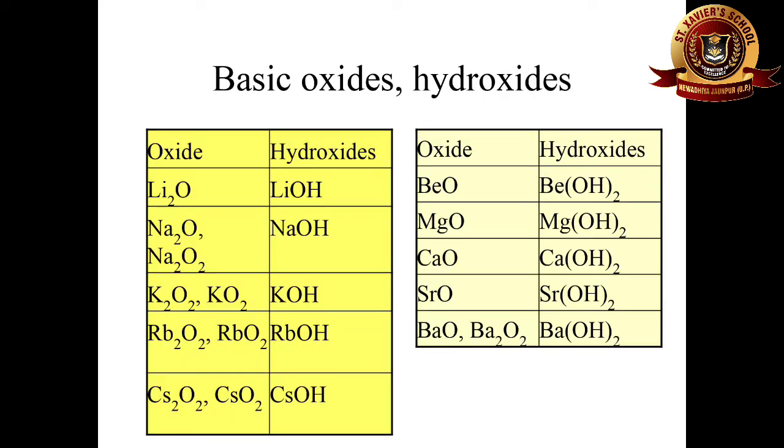The next is basic oxides and hydroxides. Then what is the nature of basic oxides? Group 1A produces A2O type oxides and group 2A elements produce AO type oxides. Both oxides and hydroxides are basic in nature due to the electron donating capacity.